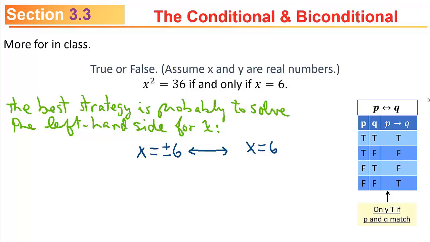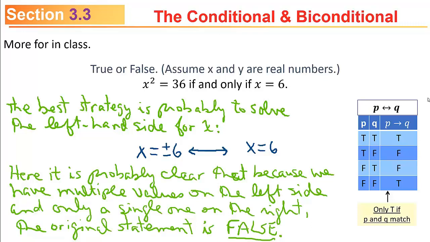It has to be 6 on the right to be true. So those two don't have to necessarily match. It could be that the left-hand side has a value of minus 6, whereas the right-hand side has a value of 6. They wouldn't match. It's possible for those two to differ in truth values. They don't have to match.